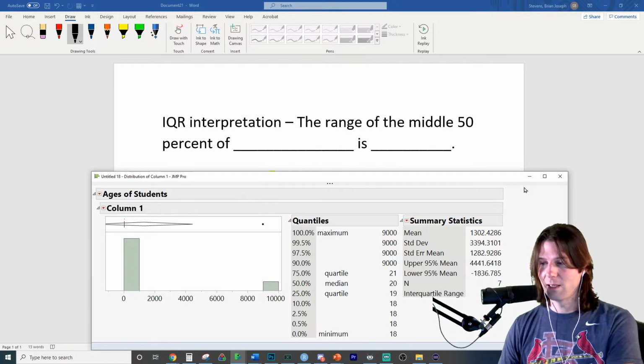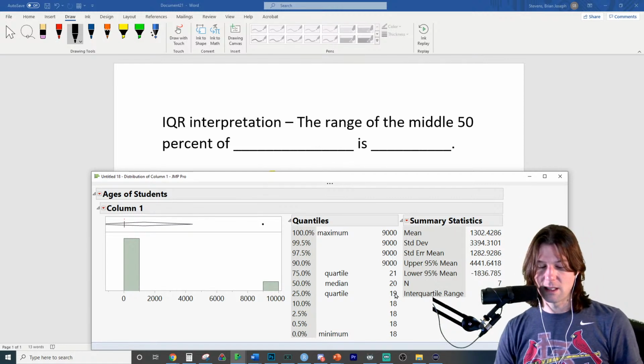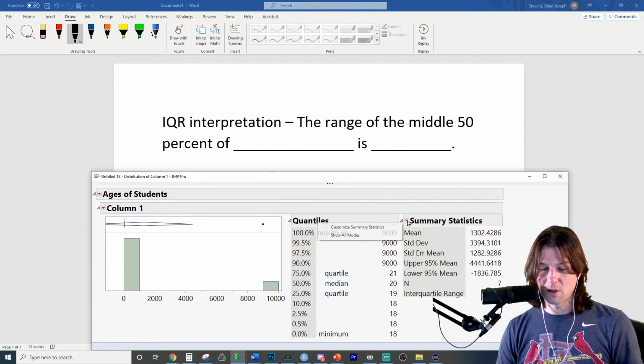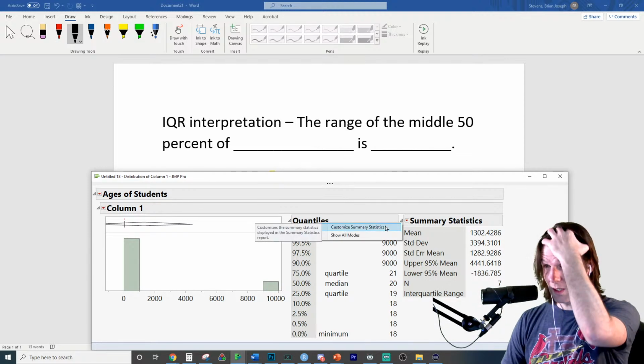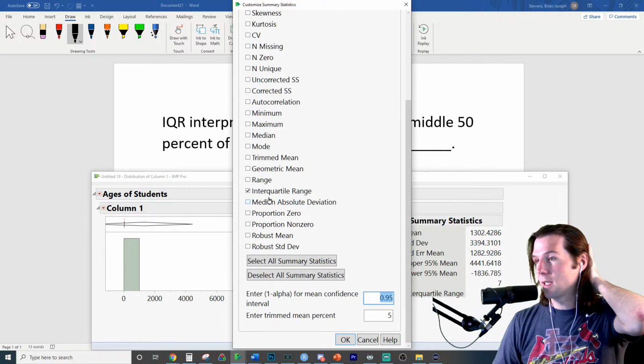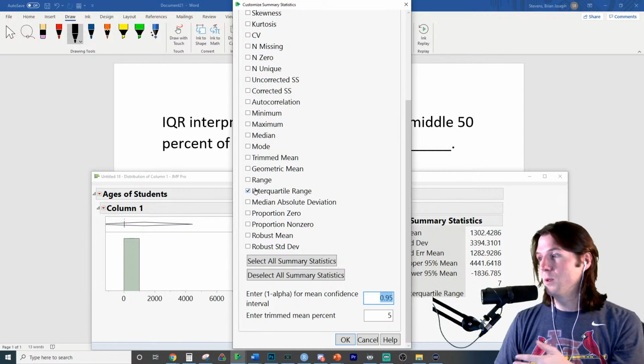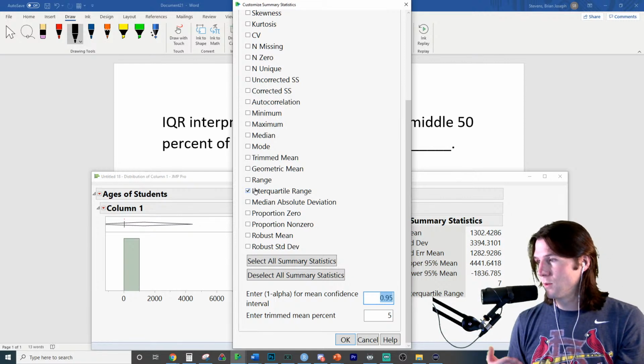2, exactly. And we get that from 21 minus 19. The IQR is 2 right here, just 21 minus 19. And if you go to summary statistics right here, customize summary statistics, you can click IQR. So it'll calculate it for you, but you should know how to do it for a test.